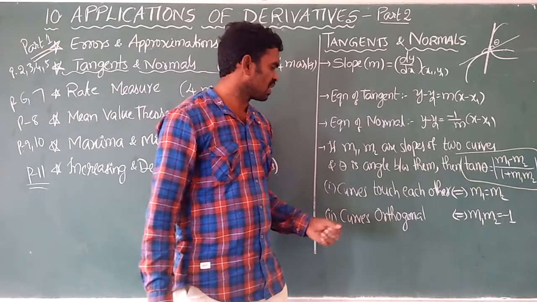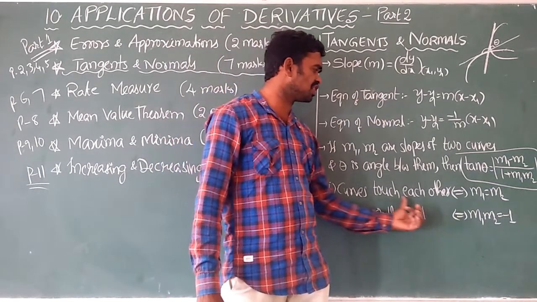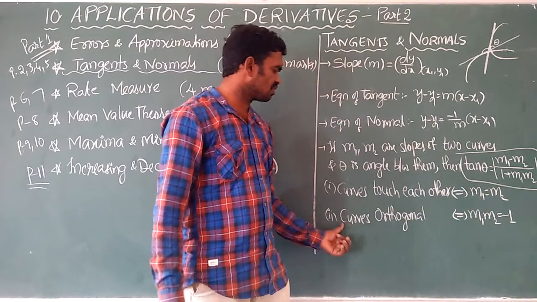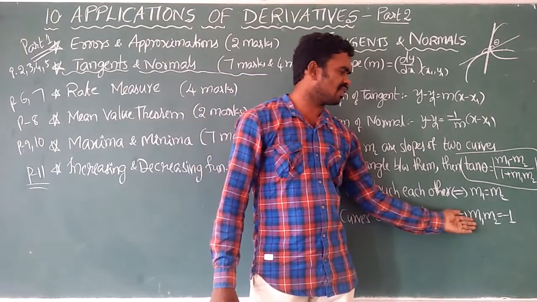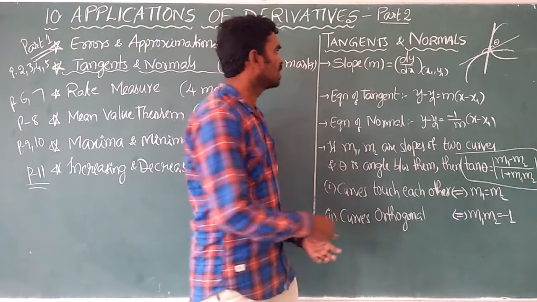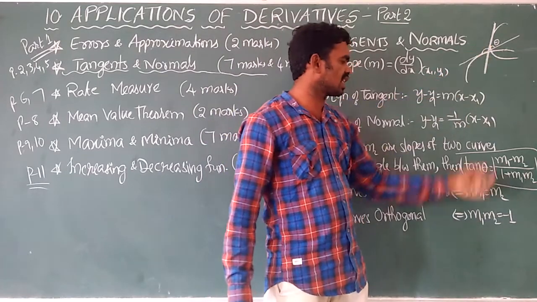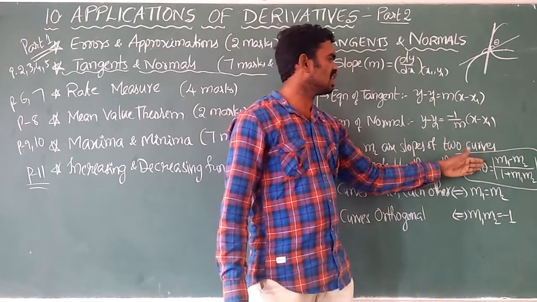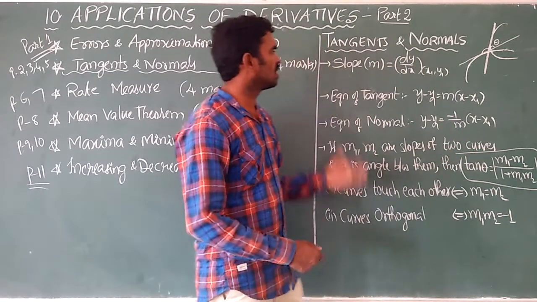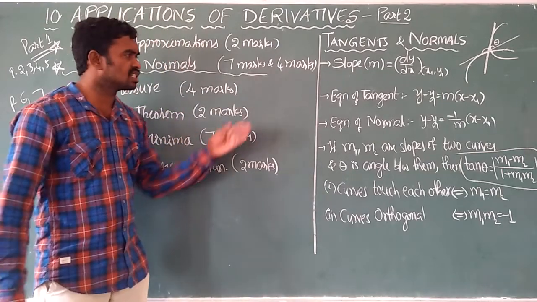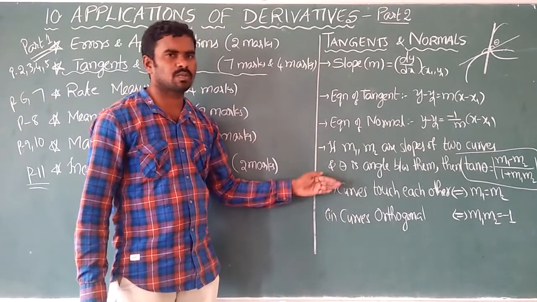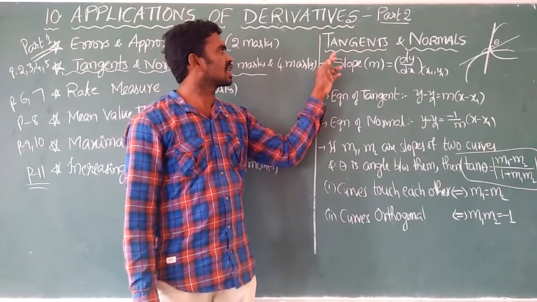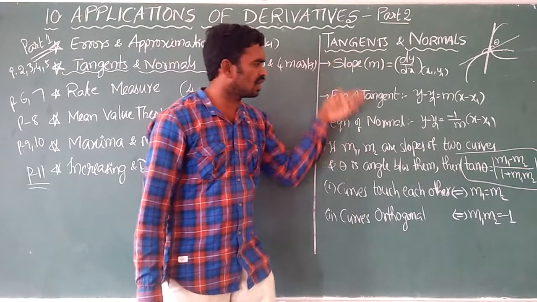Next, if the curves only touch each other, then the slopes are equal, m1 equals m2. If the curves are orthogonal, then m1 m2 equals minus 1. That means if the angle between them is 90 degrees, then the condition is m1 m2 equals minus 1. If the angle is 0 or 180 degrees, we can say m1 equals m2. So these are some important key points. Friends, please note down these points. Take a heading, applications of derivatives. Second topic, tangents and normals, and write down these points.